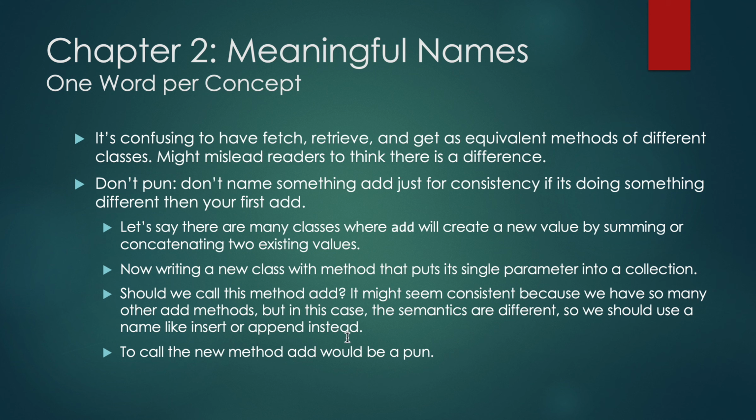You're not adding in the same way as summing two numbers or concatenating two numbers. So if you've used add to represent that in your code base, don't use add to represent appending something to an existing item, right? That would be a pun. So use different words to represent those, because those are different concepts. The takeaway here is use one word per concept, and do not use the same word to represent multiple concepts, and do not have the same concept be represented by multiple words. So it's strictly one-to-one.